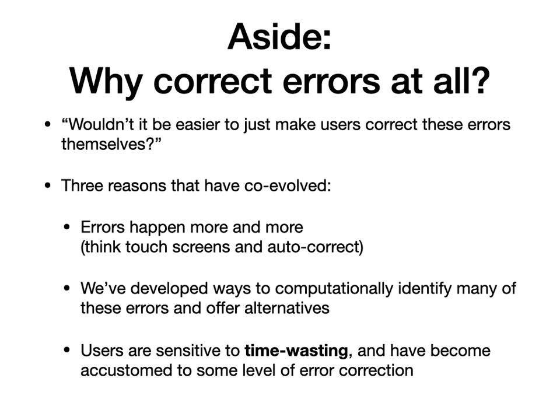On top of that, because these errors have been happening more and more, we've developed a lot of ways to computationally identify them and offer alternatives, right? So these things happen, and we can do this. And on top of that, users are very sensitive to time wasting. We've all become accustomed to some level of error correction. So if we're not doing this to some extent, it can really make our system seem cumbersome. We've evolved beyond saying, oh no, the user is responsible for clean and precise inputs. That's just not the way things work anymore.